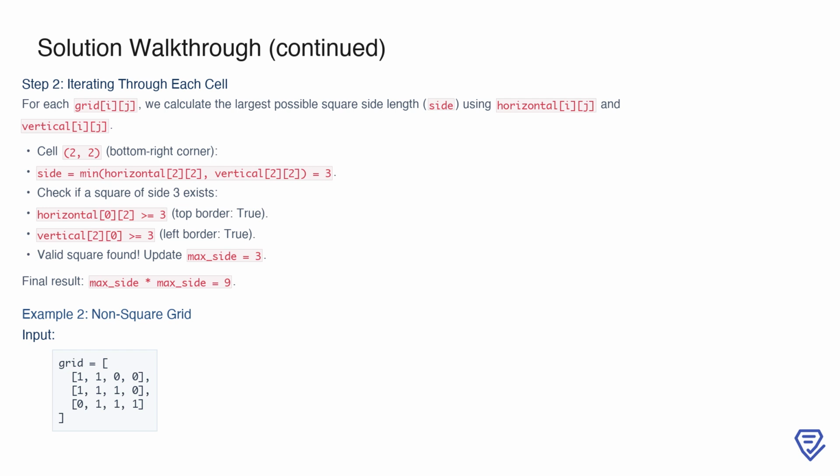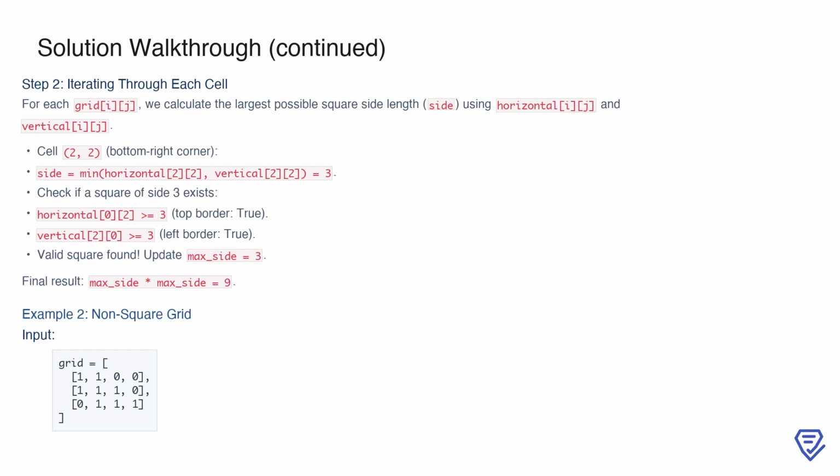Next, we check if the top border and left border can support a square of size 3. Specifically, we verify if the horizontal array at the top row and the vertical array at the left column have at least 3 consecutive ones. Since both conditions are met, we confirm that a valid square exists, and we update the max_side to 3. With this, the area of the largest square is 3*3 equals 9.